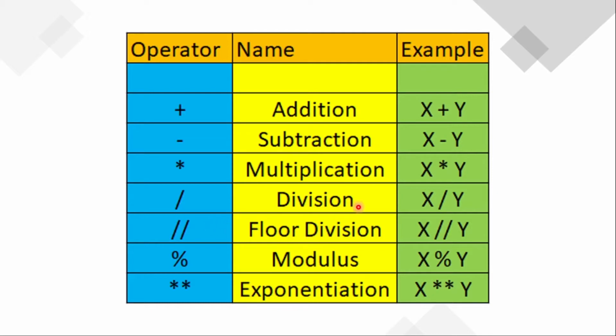There's a difference between division and floor division. In division basically we get the float as well, but in the floor division we get only the integer. So that is why it is also called integer division. And modulus basically gives us the remainder, and double asterisk is used for the exponent.